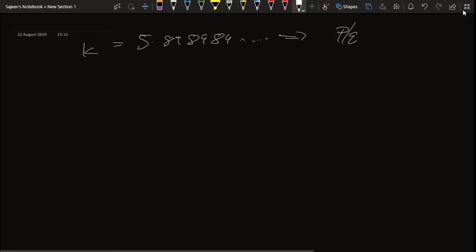Okay, now let's take a question. Let's say we have a number, say 5.898989 and it goes on. How will I convert this into p by q form? It's easy. Let's say this number equal to k. Now if I multiply this number by 100, the decimal point will jump two places. So what is 100k?